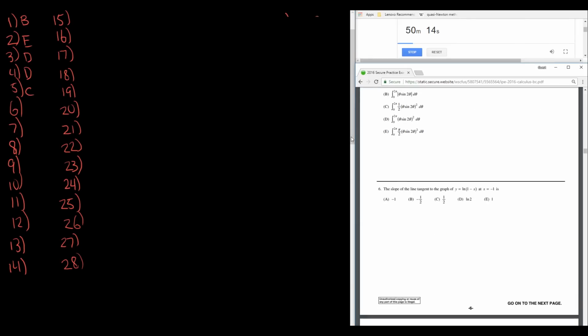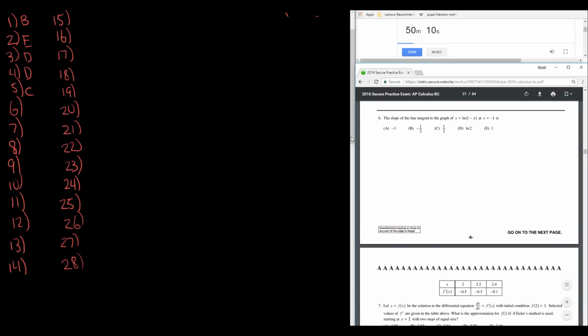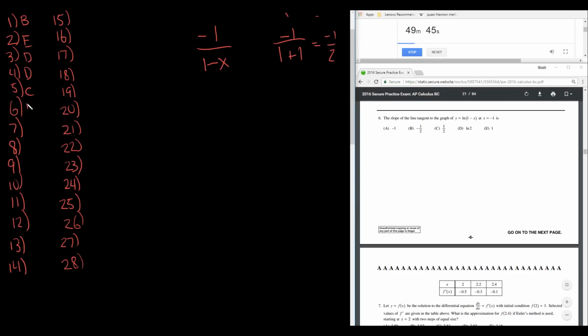Okay, not too bad. The slope of the line tangent to blah at -1 is... Alright, so to find the slope of the line tangent, you simply find the derivative at that point. So we find that the derivative is 1 divided by 1 minus x, and we have to remember the chain rule, so negative x, this becomes negative. At -1 itself it is going to be -1 divided by 1 minus -1 plus 1 equals -1/2, so B.